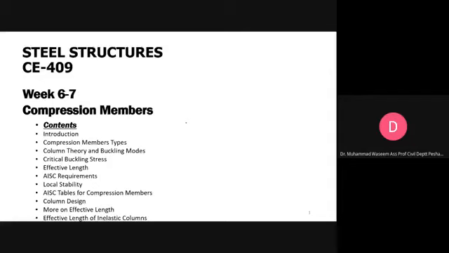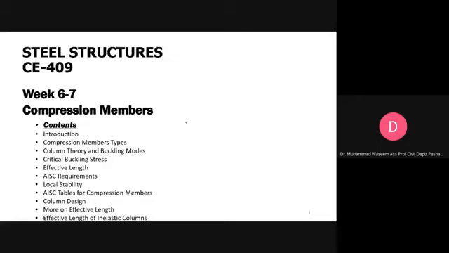Okay, so the contents we are going to address in the compression member is that we will have some introduction, what we call compression members, what are the different types of compression members. We will go through the buckling mode, so the column theory. We will see what we call critical buckling stress, critical buckling load, and what is meant by effective length, and what are the various requirements for the design and analysis of compression members based on AISC.